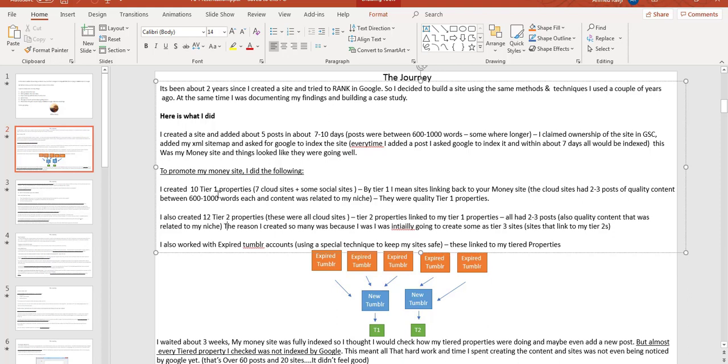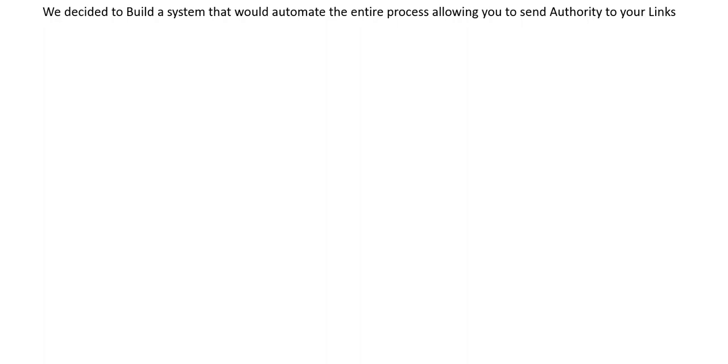This meant none of the work I put in for creating these properties was actually being rewarded or counted. So anyway, I'm going to show you exactly what we came up with, the exact strategy that we're using and how we automated it with our brand new software. What we decided to do was build a system that would automate the entire process that I figured out to index all of my links and send them authority at the same time. It also allows you to ping any URL to Google, even URLs that you don't own. So introducing the authority indexer.